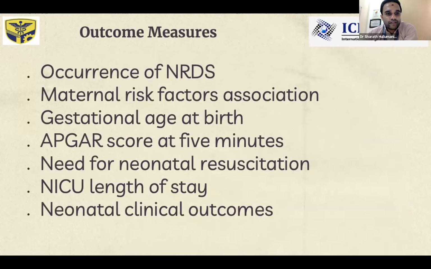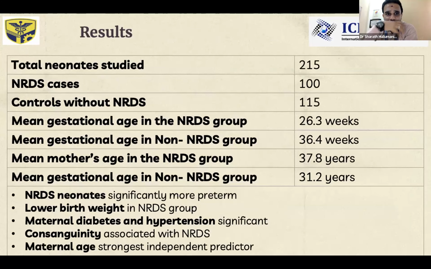Coming to outcome measures, we took seven outcome measures. The first is occurrence of NRDS. The second is the maternal risk factor association. The third is gestational age, then APGAR score at 5 minutes, then whether neonatal resuscitation is needed or not, the NICU length of stay, and the last one is the neonatal clinical outcome.